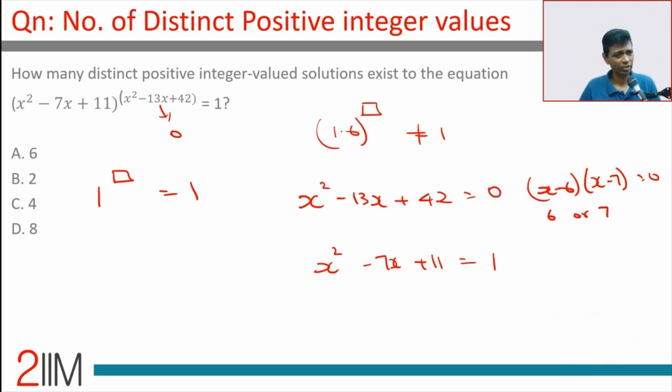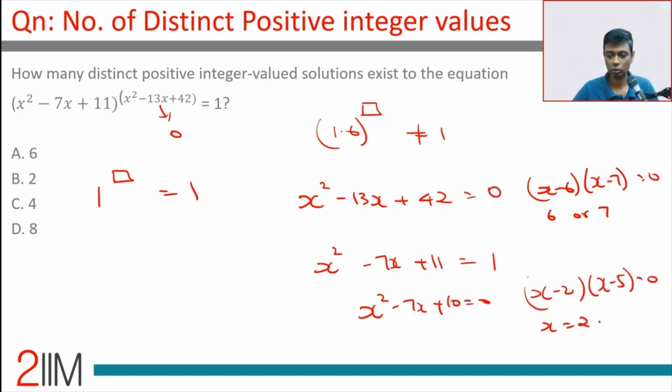We can even say it will be a positive integer. So 36 minus 42 plus 11, yeah, positive. Nothing to worry. Substituting works. Or here we have x square minus 7x plus 10 equal to 0. X minus 2 into x minus 5 equal to 0. X is 2 or 5. You put 2, 2 square minus 26 plus 42. Again, nice positive integer. Nothing to worry. You put 5, also will get a positive integer. Nothing to worry. 2, 5, 6, 7, all of these work. 4 values.